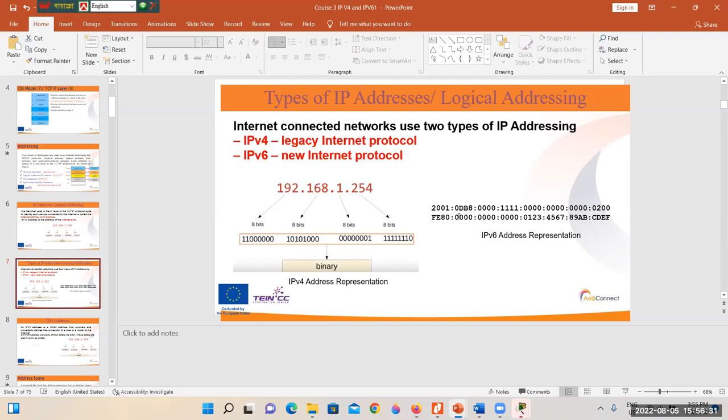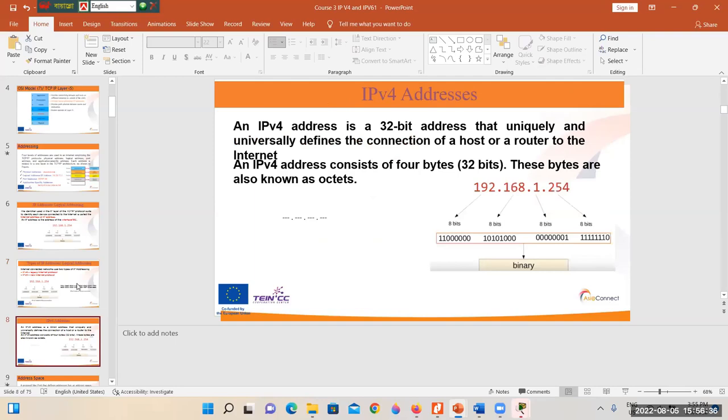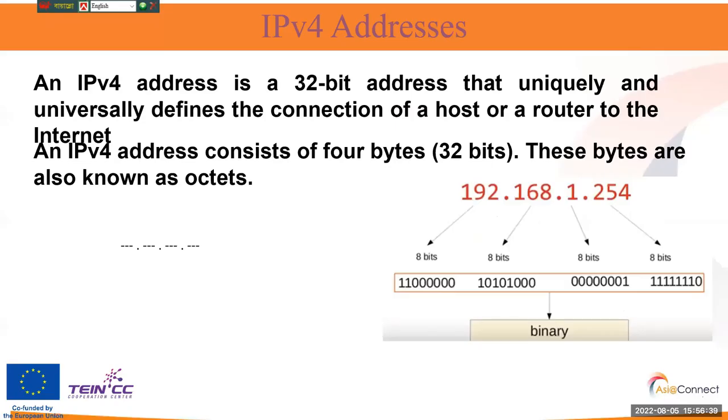We need to present IP version 4 through hexadecimal notation. So now we want to know the details about the IP version 4 address. Basically, an IP version 4 address is a 32-bit address that uniquely and universally defines the connection of a host, a computer, or a router to the internet. It consists of 4 bytes, or 32 bits, and those bytes are also known as octets.